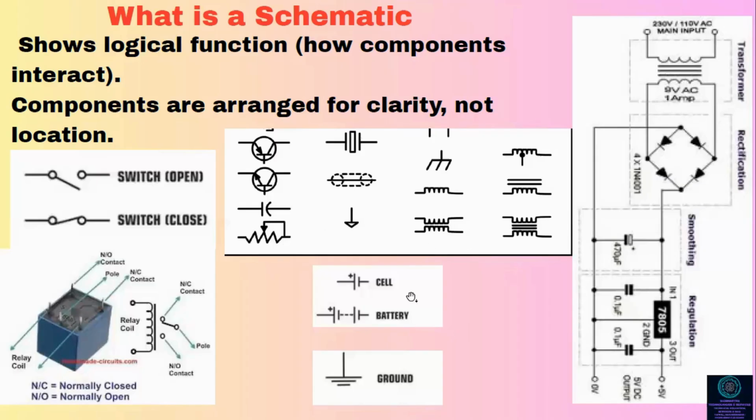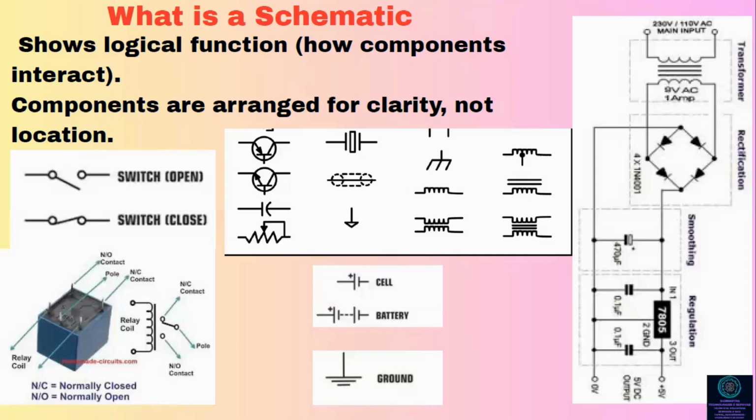Suppose you have a battery and a cell. Each will have a different symbol. That is the VCC connection, the ground connection. As you can see here, the ground connection is given. This is done in the schematic diagram. Okay, so the logical function is shown in the schematic diagram. The real work is shown in your wiring diagram.